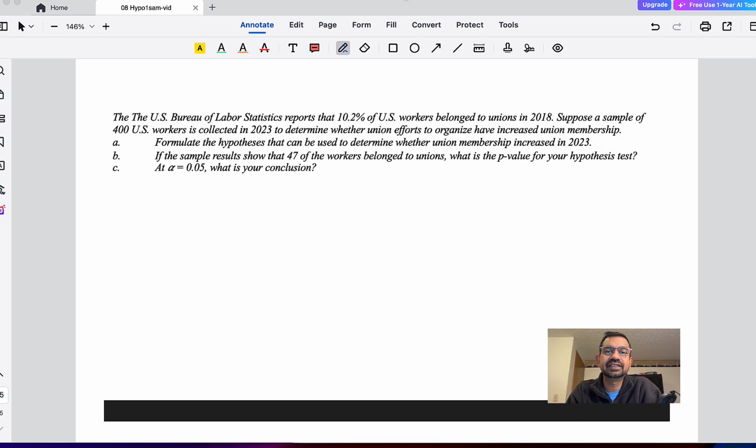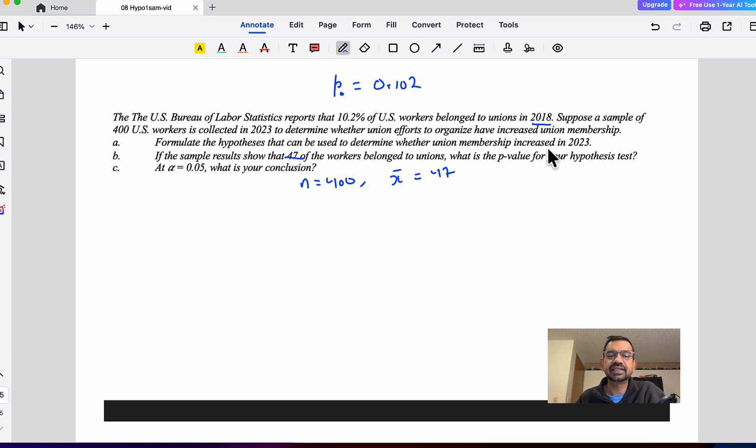Let's now move on to conducting tests around a population proportion. So in this question, we are told that the average union membership in 2018 was 10.2%. So our hypothesized population value is 0.102. And we conduct a survey of 400 individuals. So our n is 400. Our number of successes is 47 who belong to the membership.